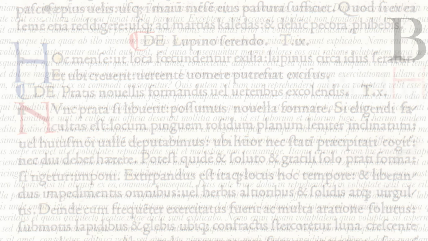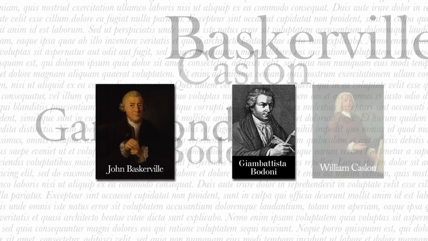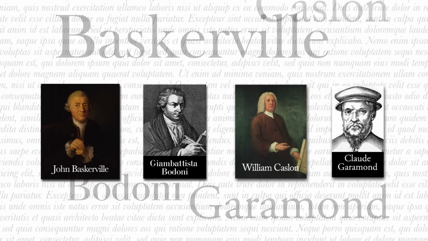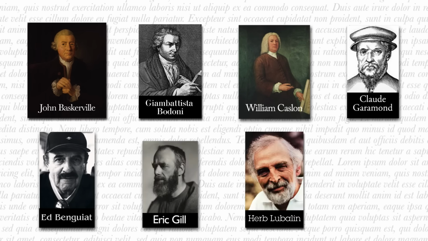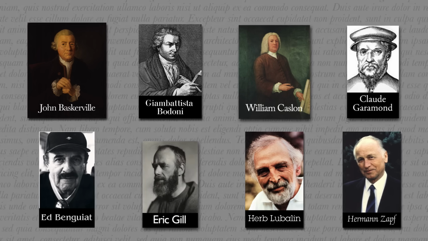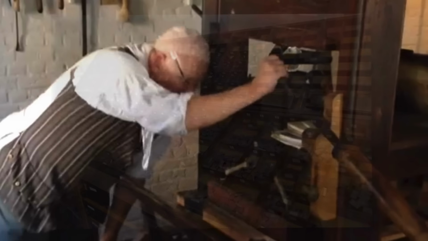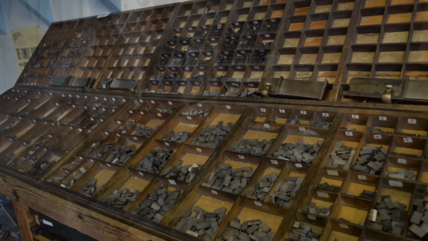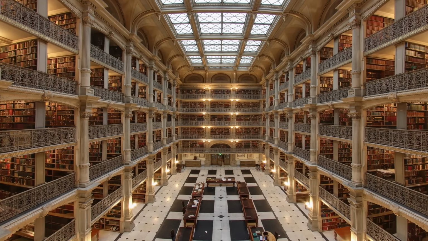Soon, others followed. Today, Baskerville, Bodoni, Caslon, Garamond, and later, Benguiat, Gill, Lubalin, and Zapf, and many others are all considered household names in the world of typography. As the centuries passed, printing became a viable industry, and typesetting, the use of movable type, transformed the page, and the page transformed the world.